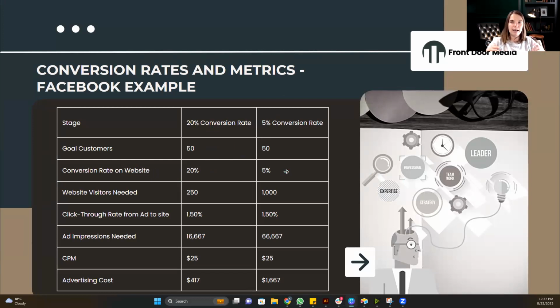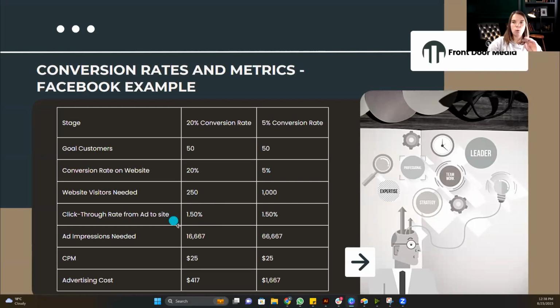So the way that we define that is there's people who came to your website, just looked at it, and then they converted, meaning they filled out a form in some capacity. In this case, it's the number of form fills or the number of submissions. So in this instance, we want 50 people to fill out our form or become customers. Our website conversion rate in one scenario is 20%. In the other scenario it's only 5%, which means that we need a lot fewer visitors if our conversion rate is higher. So we only need 250 in the higher conversion rate versus 1,000. We're going to assume that we're running some paid ads, and people who see those ads click on the ad, they go to our website.